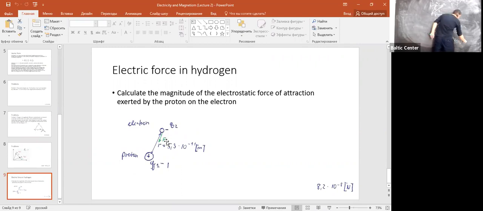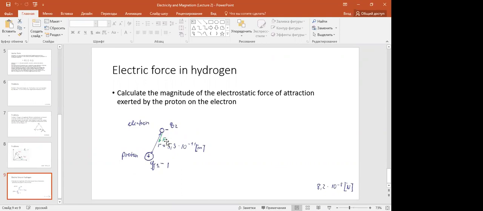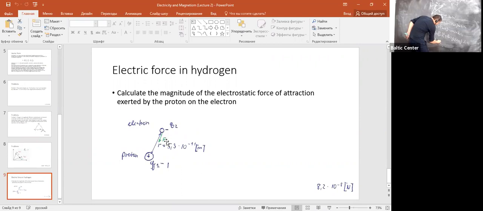3j minus 3j is 0j. So only 5. Okay, only 5. What about the unit vector of R? So the unit vector of R is equal to R divided by the absolute value of R.